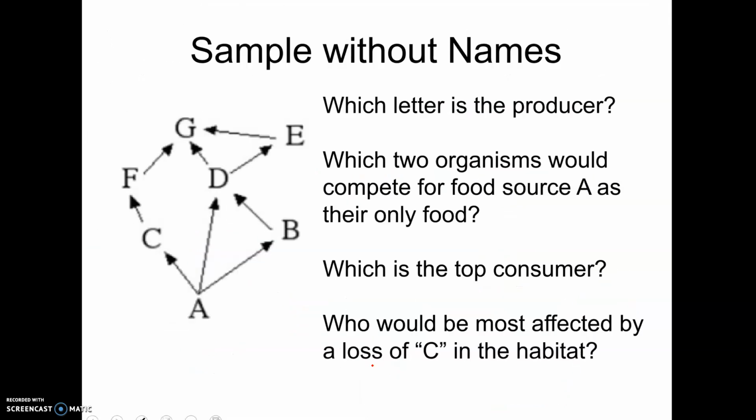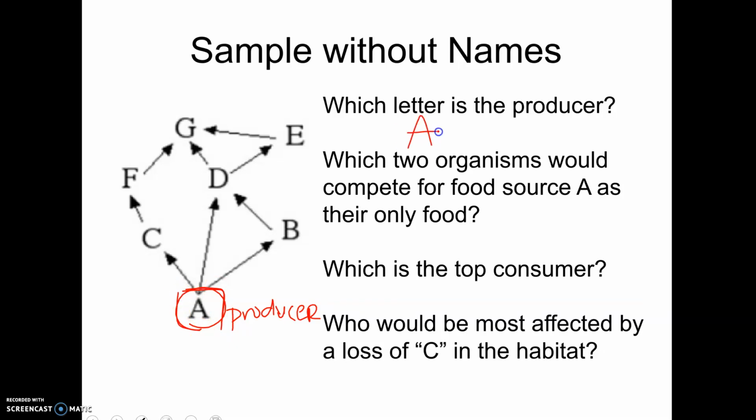Here's a sample without names. So which letter is the producer? Your producer is going to be the one at the bottom. This is going to be your plant, your photosynthetic organism, or in a marine environment, this might be phytoplankton, things like that. But remember, this is the flow of energy. So people don't know how to read these. When there's names, it's easier. When there's no names, sometimes people get really confused. So producer is going to be your letter A.